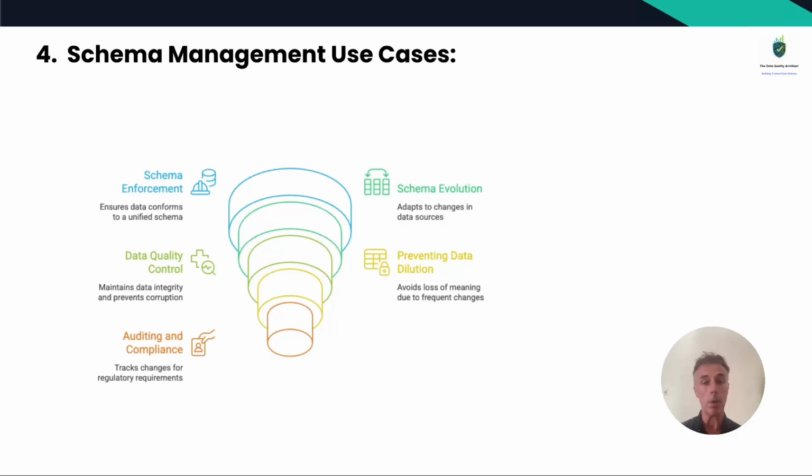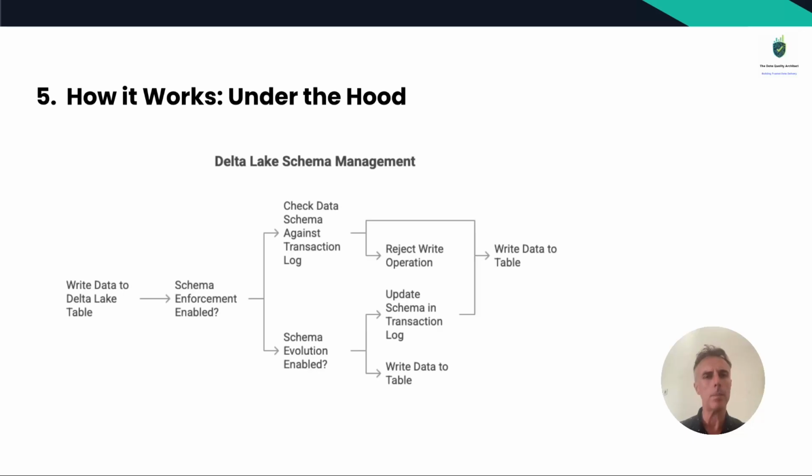Finally, auditing and compliance, which covers both enforcement and evolution. Schema management can be used for auditing and compliance purposes by tracking schema changes over time. You can maintain a history of how the data has evolved and ensure that it meets regulatory requirements, for example. So with that auditing and compliance use case and tracking schema changes, let's look at the mechanics of how schema management works under the hood.